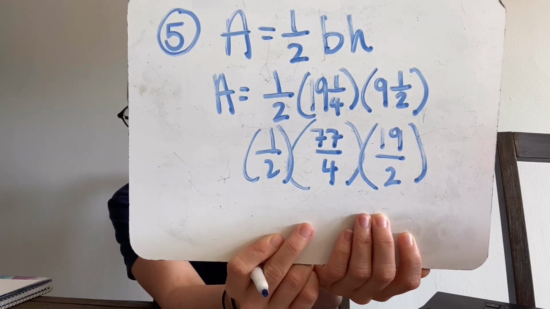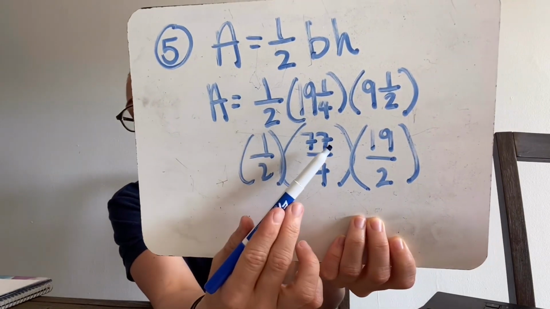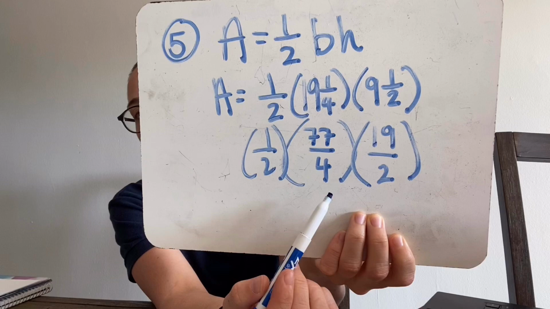the multiplication. It's not going to be pretty, I'm going to be really honest, but we are going to multiply numerator by numerator by numerator and denominator by denominator by denominator. So we have to do 1 times 77 is 77, but we still have to do the 77 times the 19. Ugh, nasty. All right, 7 times 9 is 63.